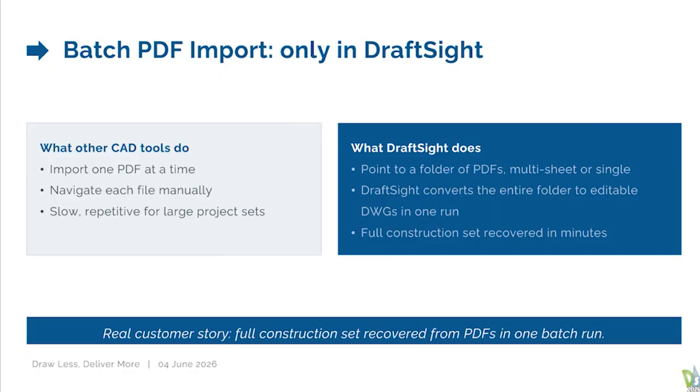Another one is the batch PDF import, only in DraftSight. This is a tool unique to DraftSight. What other CAD tools do is you import one PDF at a time, you navigate each file manually, and it is slow and repetitive for large project scales. What DraftSight does is point to a folder of PDFs. I think it's up to 50 PDFs.